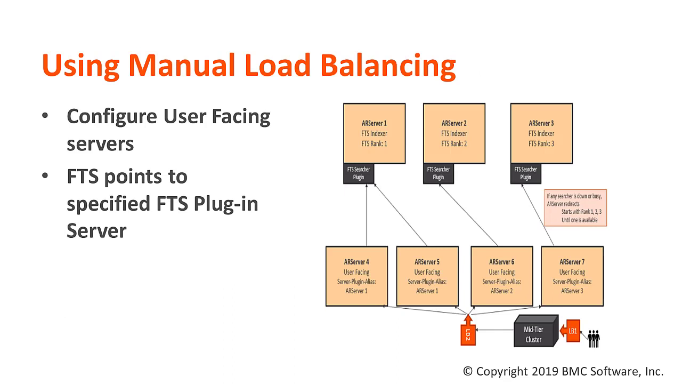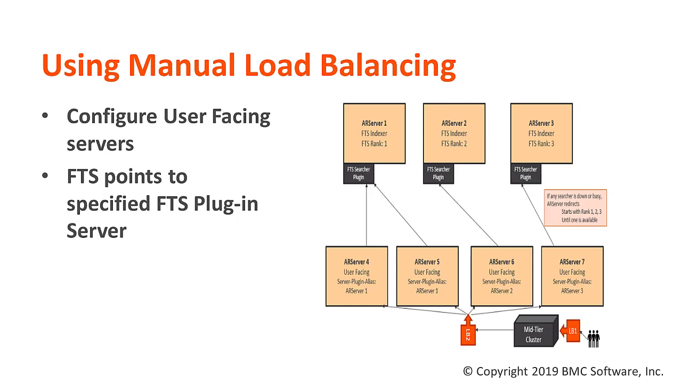So using manual load balancing, this can be done by changing the value of the indexer server name of each user-facing server to an individual FTS server's plugin server. The screenshot on this slide demonstrates the configuration of FTS pointing to a specific FTS plugin server on each user-facing server. If any server is down or busy, AR server redirects based on rank, starting with 1, 2, or 3 until one is available.